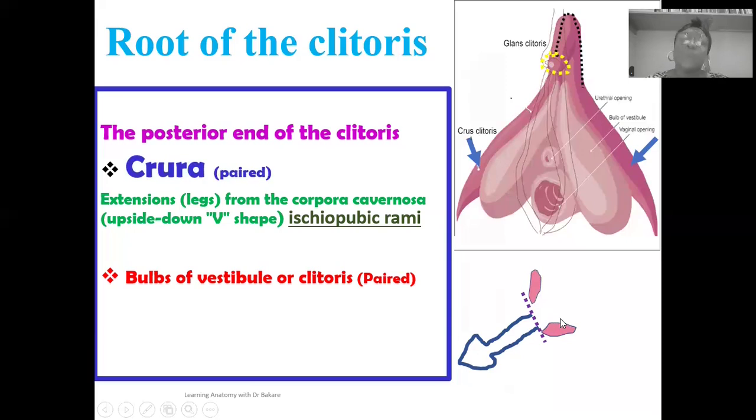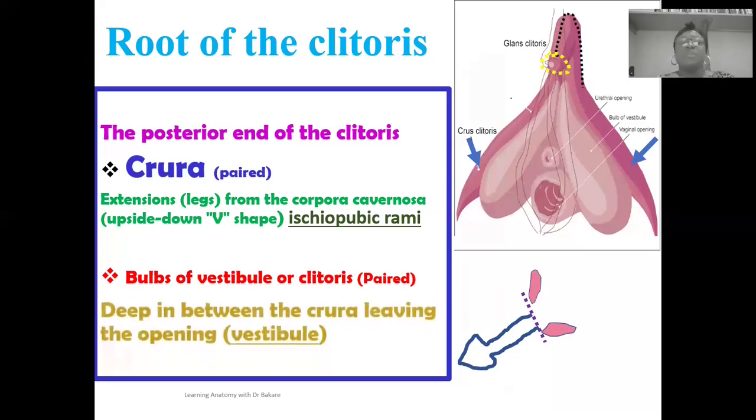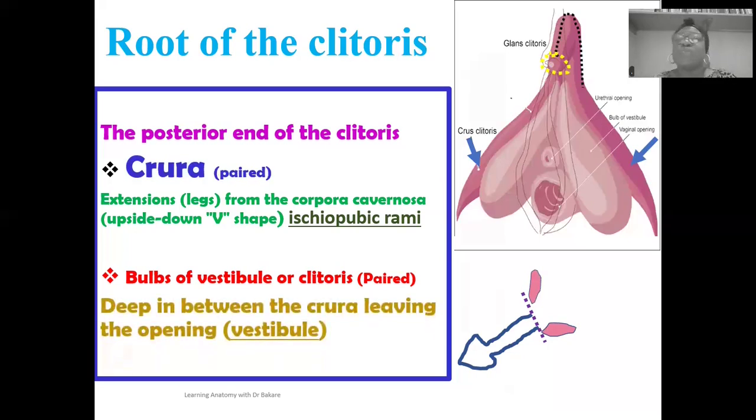If you go back to the bulb of the vestibule or the bulb of the clitoris, which is the second structural component, this structure is located deep between the two cura. If you go back to this upper image, this is where we have the two cura here. The crus is the singular of cura, so you have one crus on one side and the other crus on the other side. Deep to this structure is where we have the bulb of the vestibule or the bulb of the clitoris, and this is what is arrowed here in red.